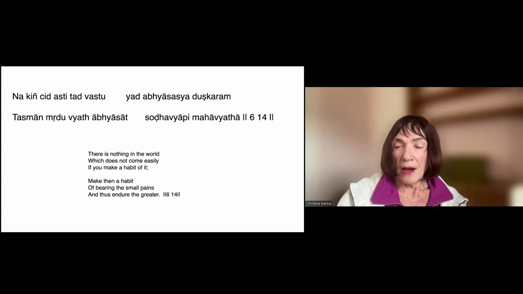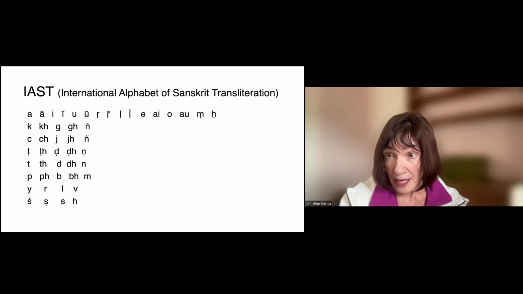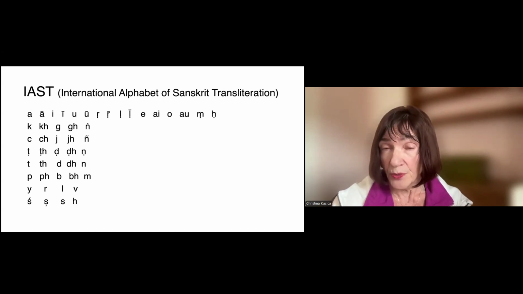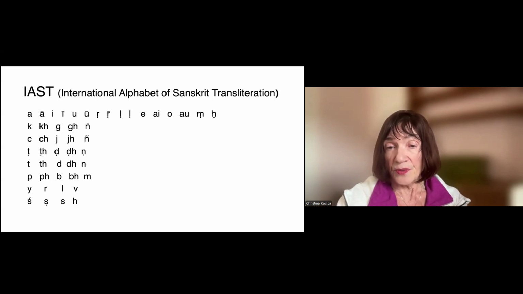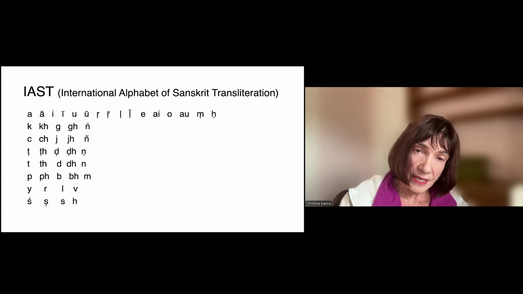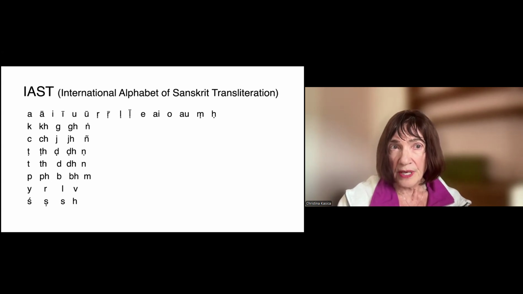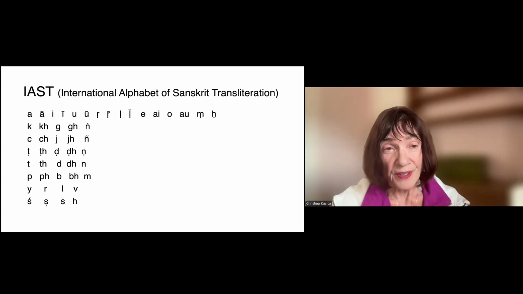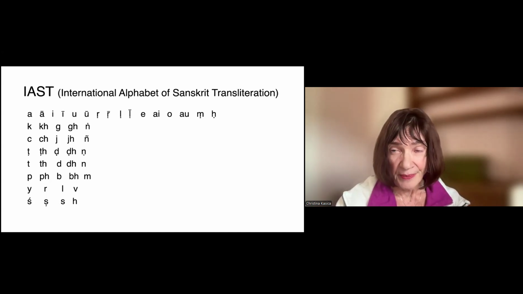Okay. Now, next slide. And we're just going to review the IAST transliteration system that we are using. IAST stands for International Alphabet of Sanskrit Transliteration. It is a way of writing the Devanagari in a Roman alphabet so that people who, unlike you guys, are not studying the Devanagari, because you are studying it, but people who don't know Devanagari can still read Sanskrit using the IAST system. So it's very valuable.